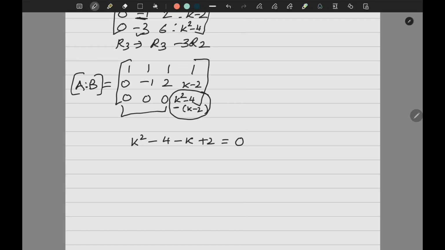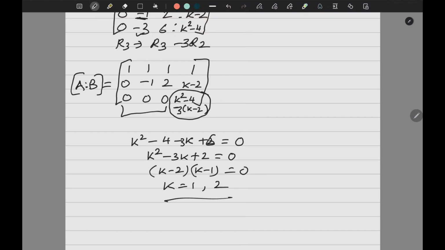Right? I forgot to write 3 here. So minus 3k and plus 6 is equal to 0. Which is k square minus 3k plus 2 is equal to 0, which is a quadratic equation. If you solve this, it will be (k - 2)(k - 1) is equal to 0. So when k is equal to 1 or 2, then this system will have the solution. Okay. So this is one category of question.